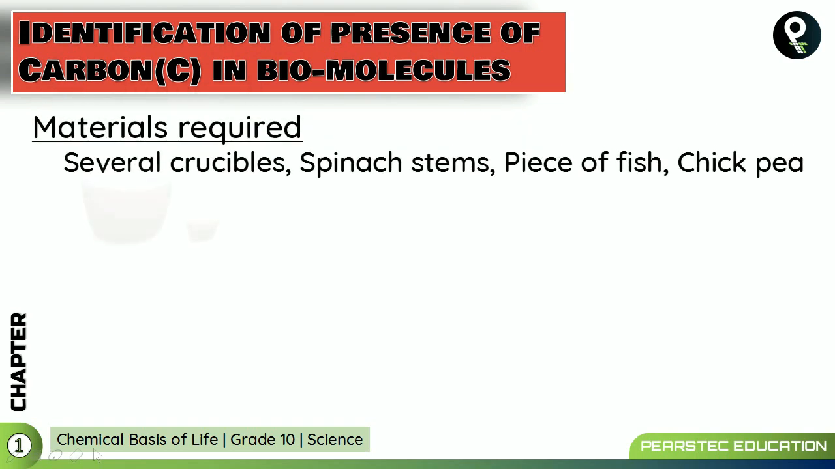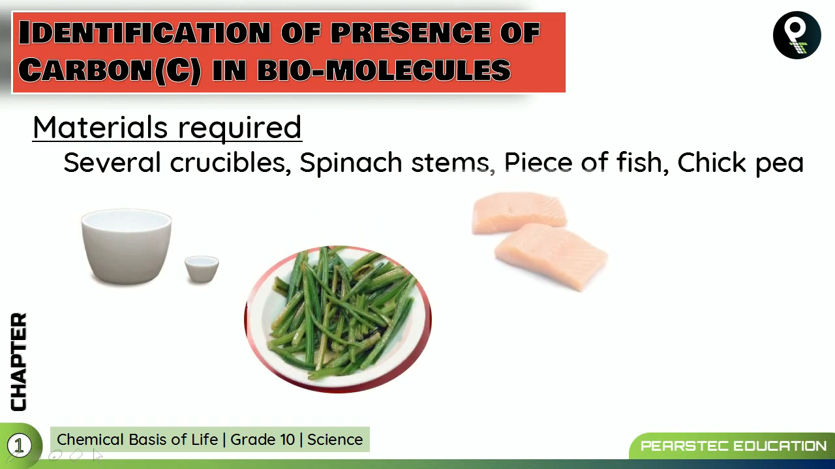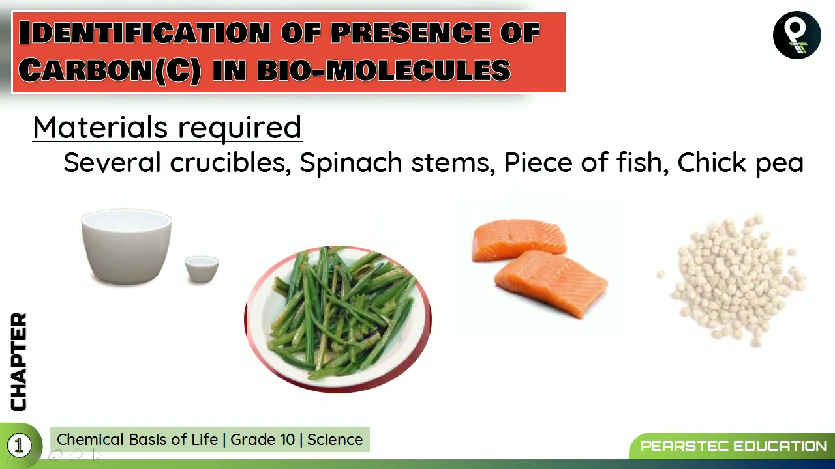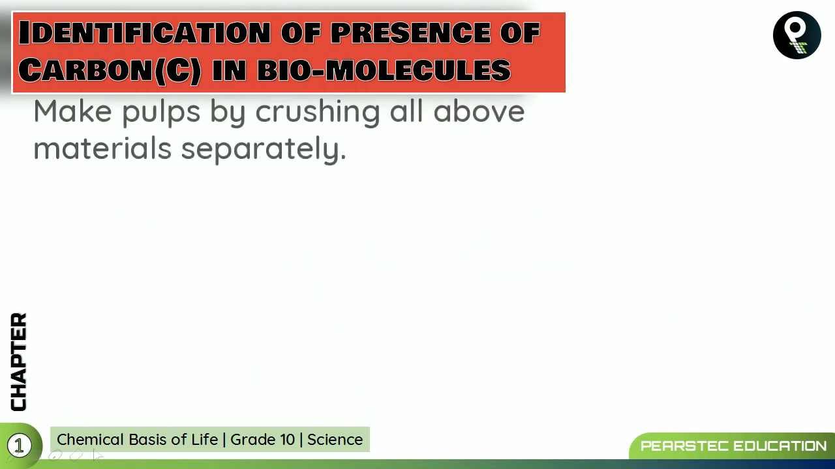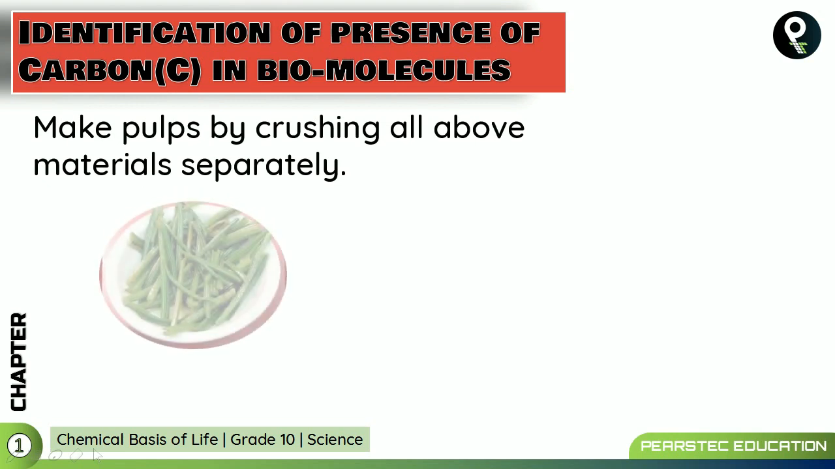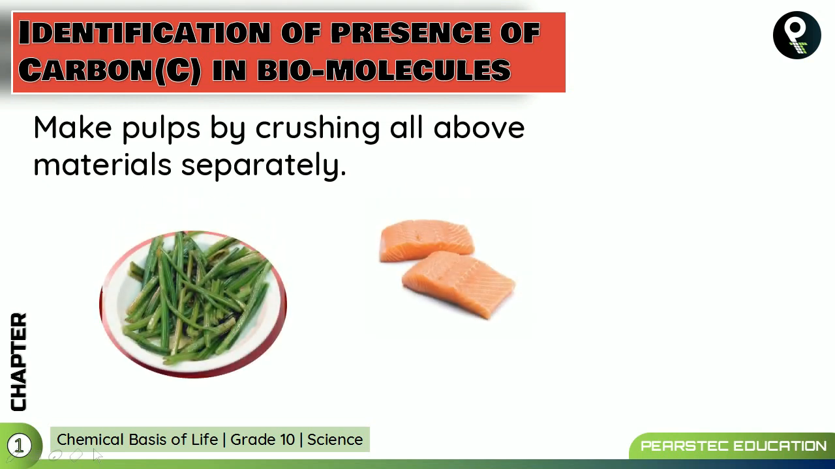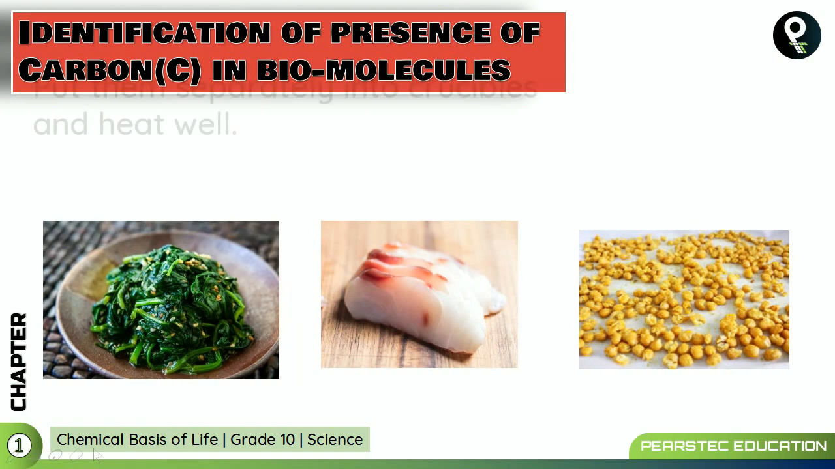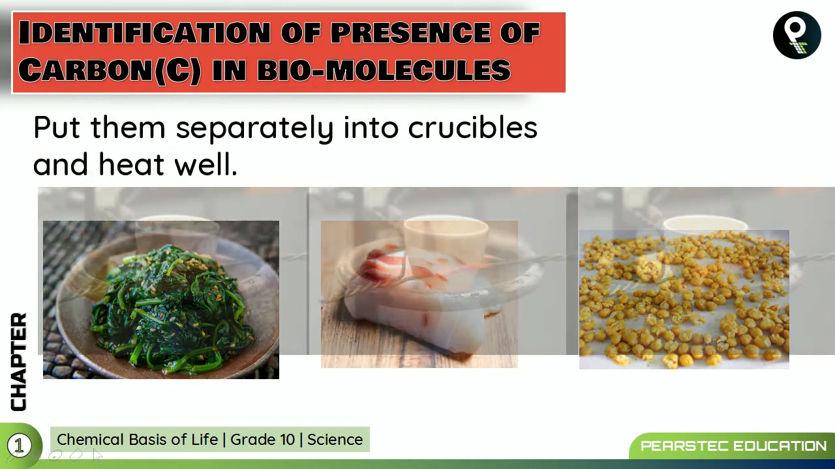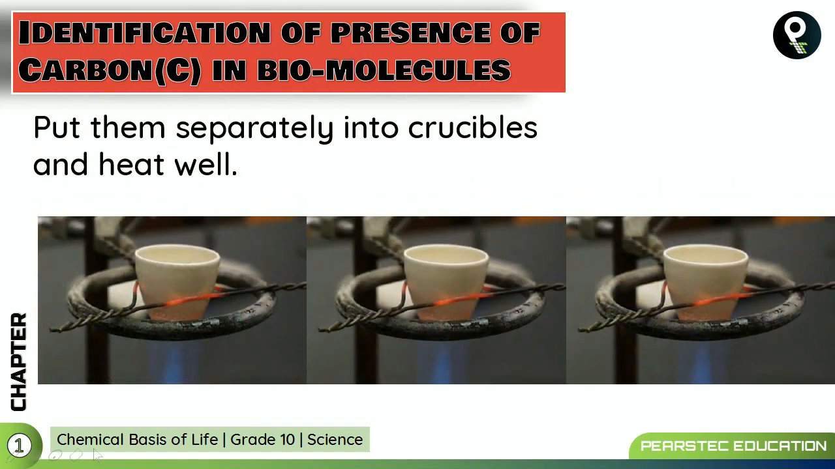For this one, we need several cubicles like this, spinach stems and a piece of fish. And then after that, we need some chickpea. As earlier, we are going to do the same thing here as well. Make pulps by crushing all the above materials separately. We are going to crush it also just like this. Now once we do that, we put them separately into a crucible and heat well.